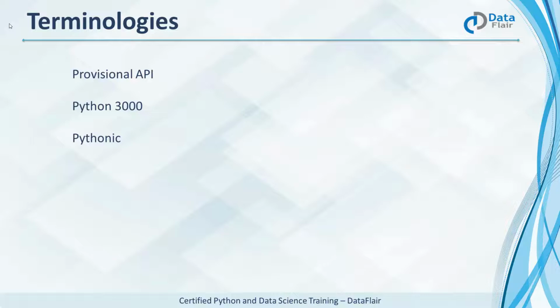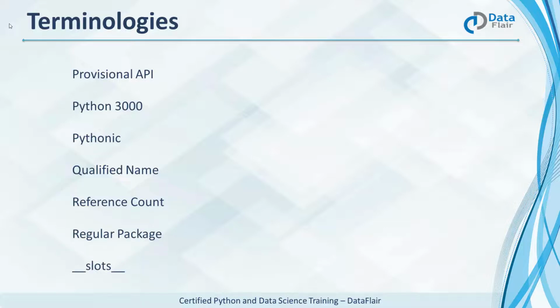A Pythonic approach is one that follows the different philosophies of Python. A qualified name is a dotted name that shows us the path from a module's global scope to a class, method, or function defined in that module. The reference count is the number of references to an object, and a regular package is a traditional package. Slots is a declaration inside a class for saving memory by pre-declaring space for instance attributes. A sequence is an iterable accessing elements efficiently with integer indices.